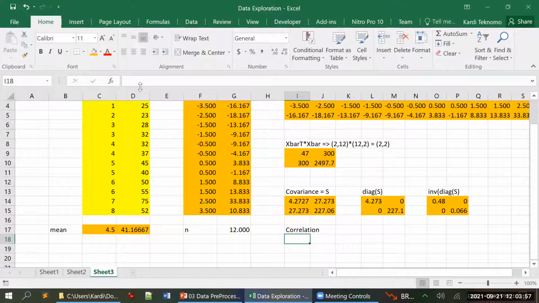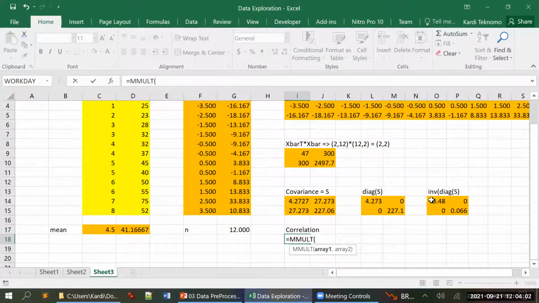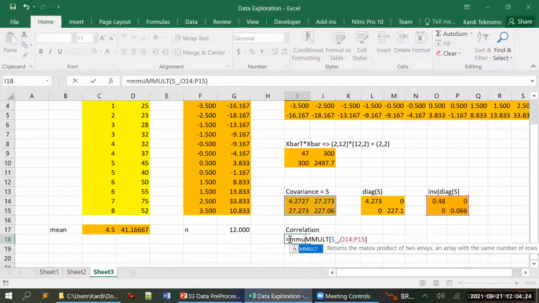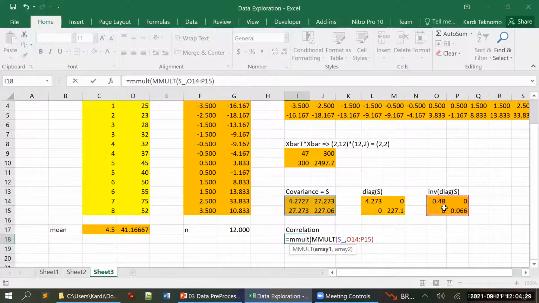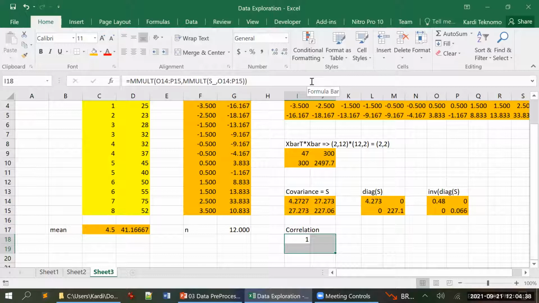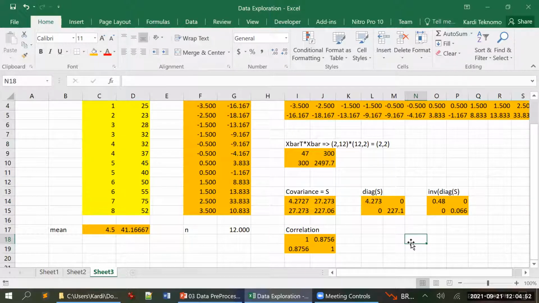Then you multiply, okay? The inverse of diagonal, multiply the covariance first with the inverse diagonal. And then I multiply again one more time, the inverse diagonal with that. Okay. So you get that correlation matrix here. You see in the correlation matrix the diagonal elements are always one. And the off-diagonal element is the actual correlation between the two variables.